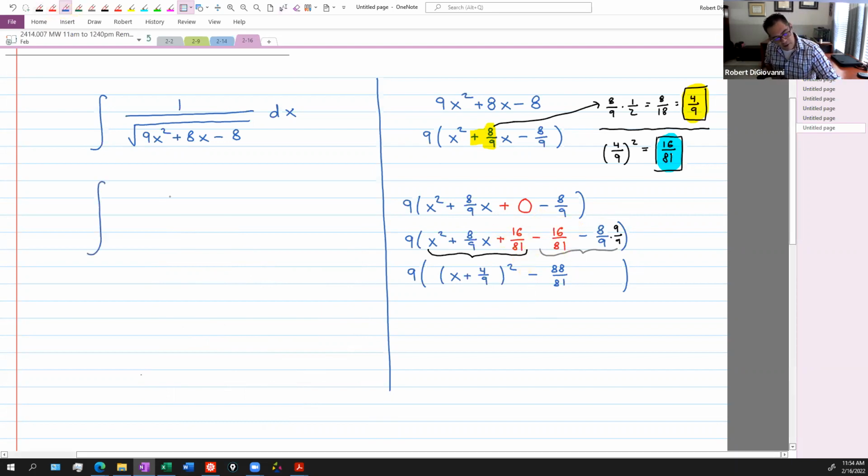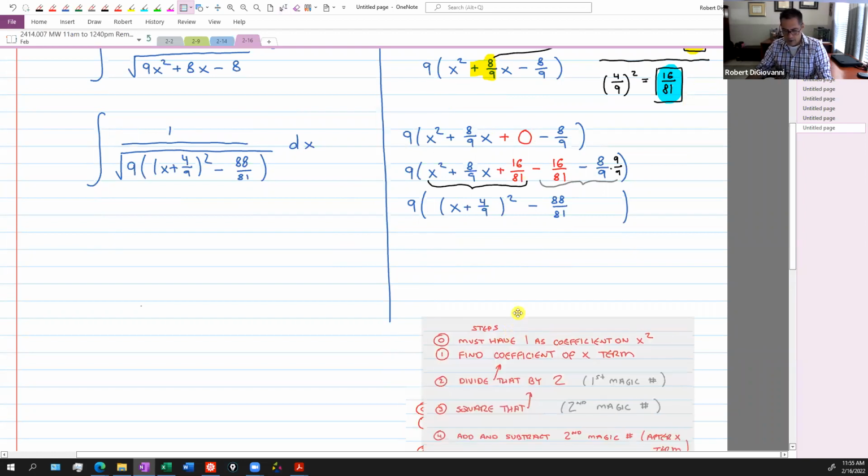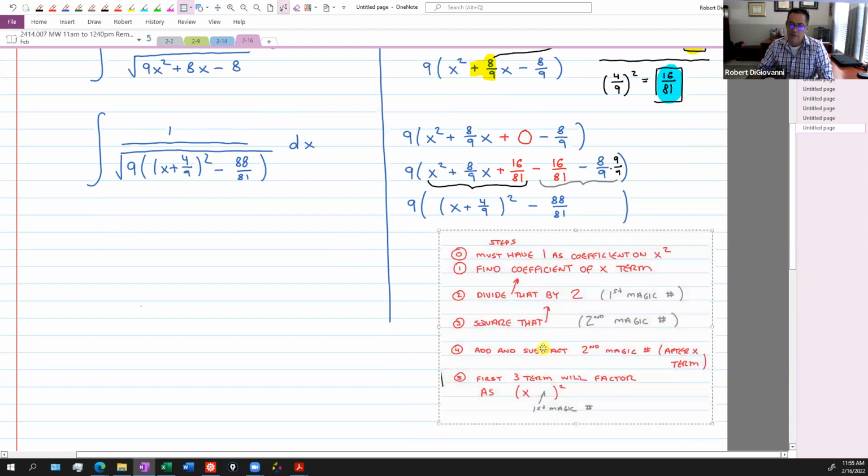All right. So now I go 1 over square root, and then everything under that square root just turned into a 9 sitting in front of an x + 4/9 squared minus 88 over 81, and then dx. I'll leave these steps right here, and that way if you look at the notes later, you'll have them there.